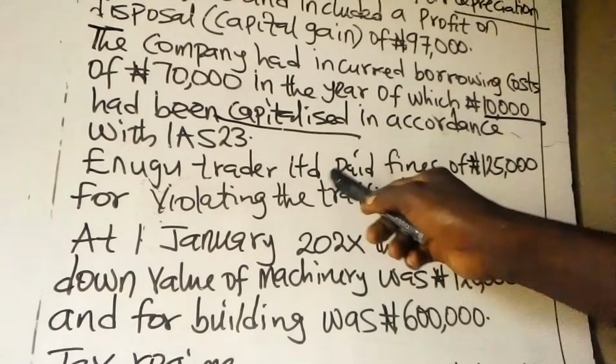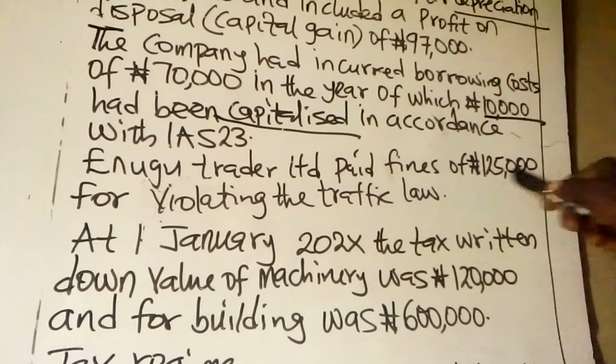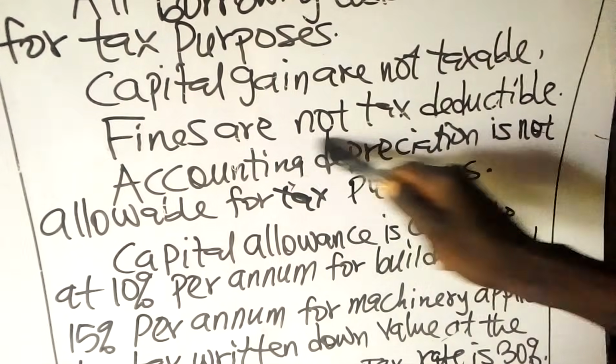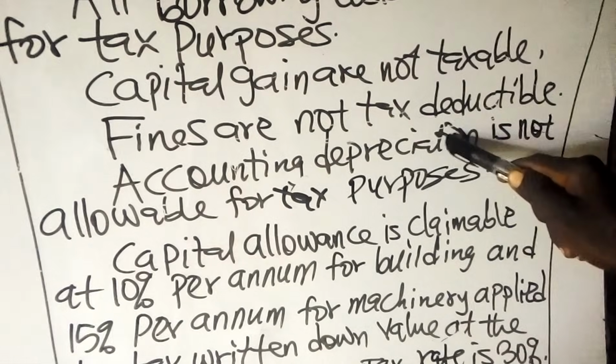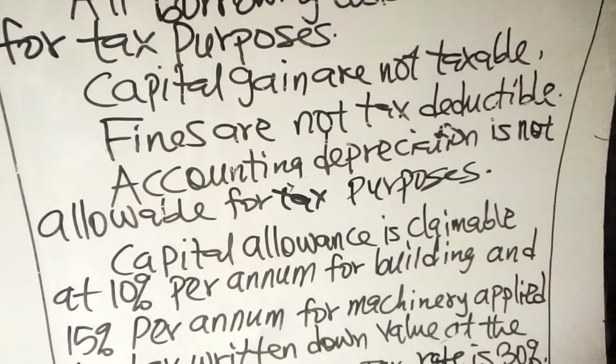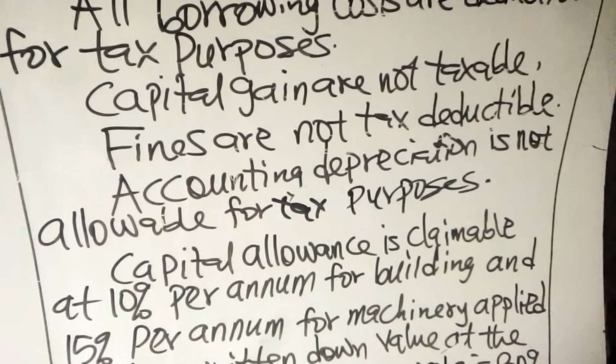Then Enugu Traders paid fines of 125,000. We said the fines are not allowable for tax purposes. They have even told us fines are not tax deductible. That is, they are not tax allowable. So that is the meaning. That means we will need to add back the fines.